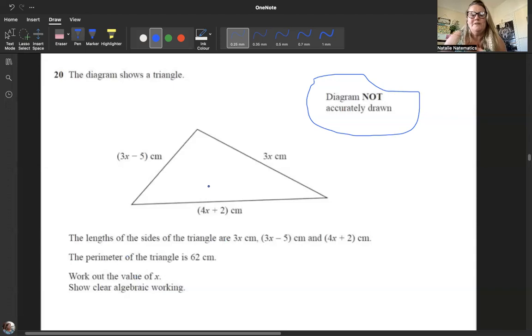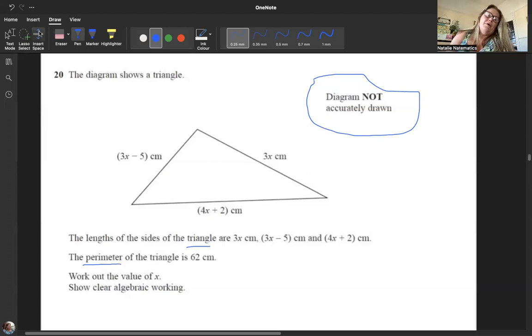So, what are we told? We're told that there is a triangle, and I can see there is a triangle. If there wasn't a diagram, I would say draw one, but there is, so that's okay. We've been given the lengths, and the only other maths words in there are triangle and perimeter.